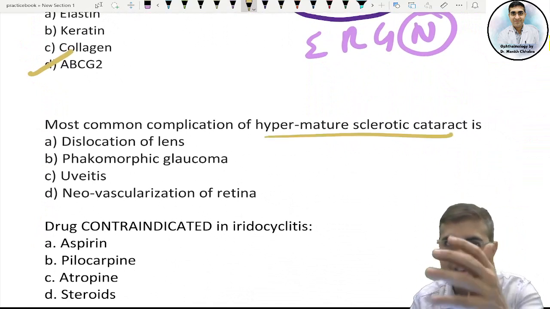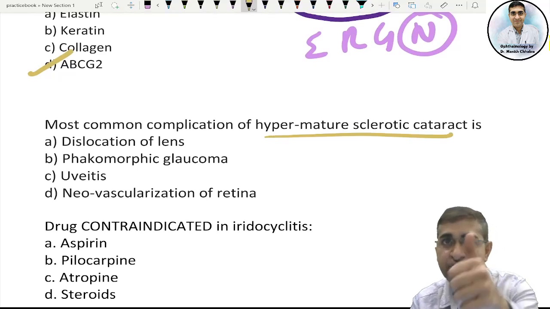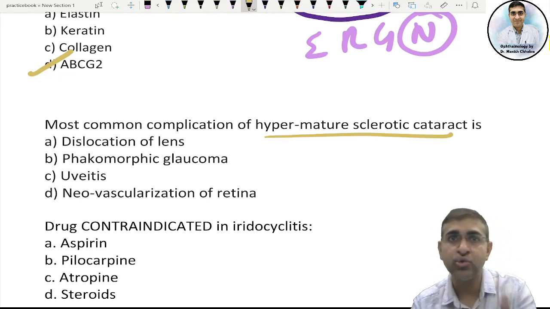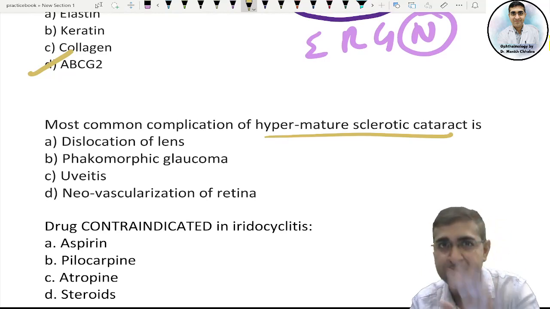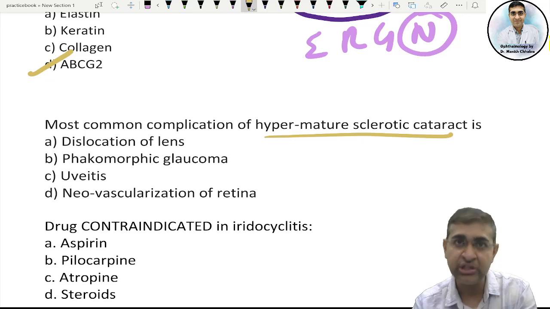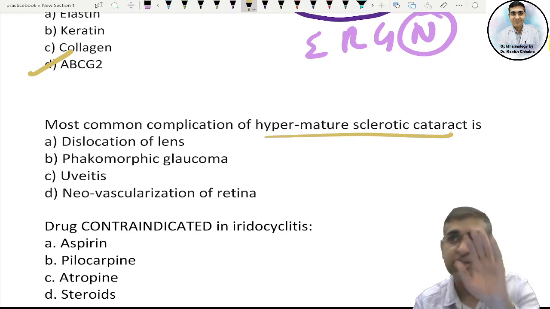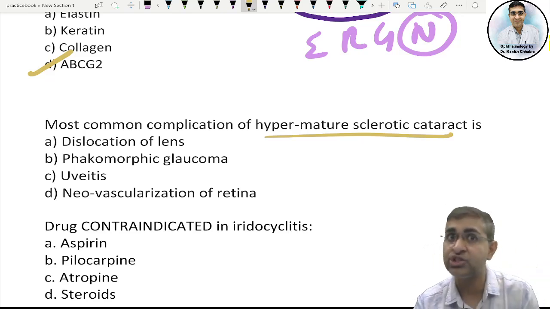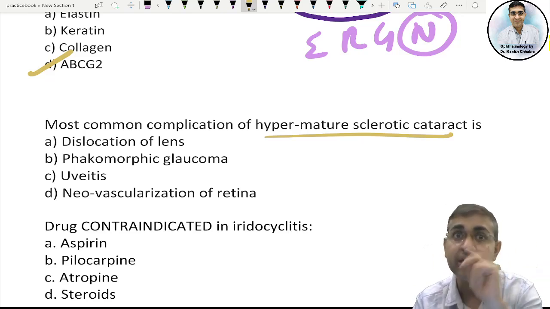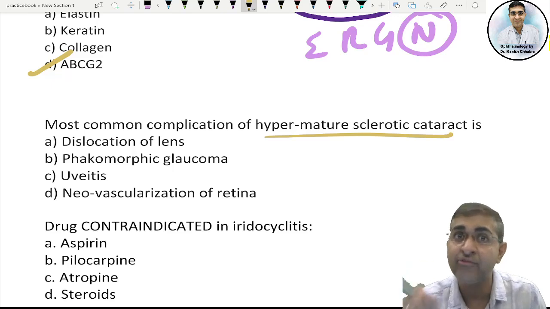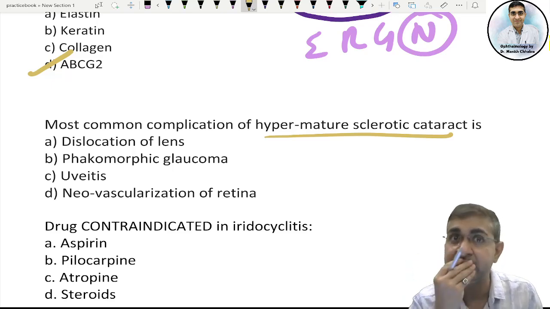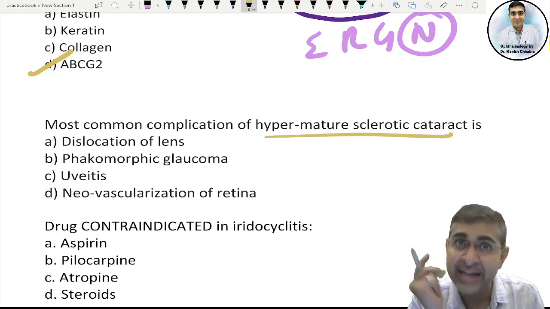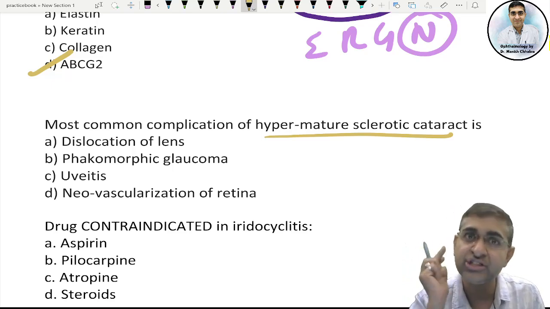You know there are different stages of senile cataract. Yes, stage of lamellar separation, then we have immature stage, mature stage, hypermature stage. These are important stages that you should be aware of. In immature stage, there is a typical diagnostic feature, which is the half moon shaped shadow. Stage of hydration, stage of lamellar separation, then immature stage, then mature stage, then hypermature stage.